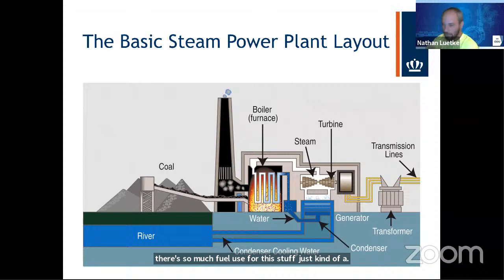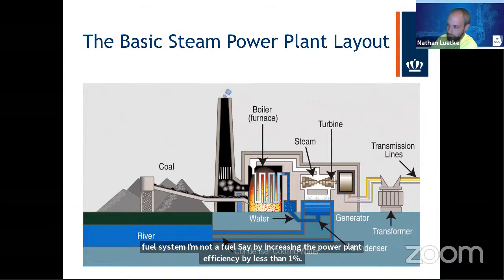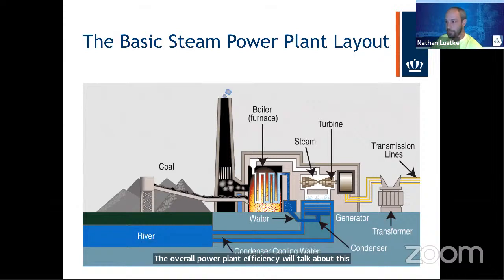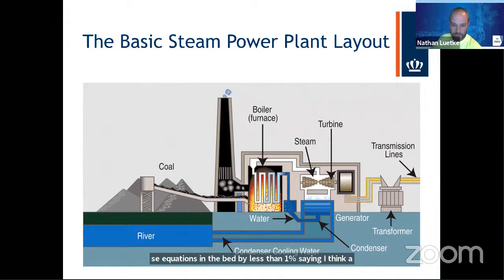I was listening to local public radio, and they were talking about the amount of fuel saved by increasing the power plant efficiency by less than 1%. The overall power plant efficiency, we'll talk about those equations in a bit, by less than 1% saved, I think, $1 million a year worth of coal. Tons and tons of train loads of coal.